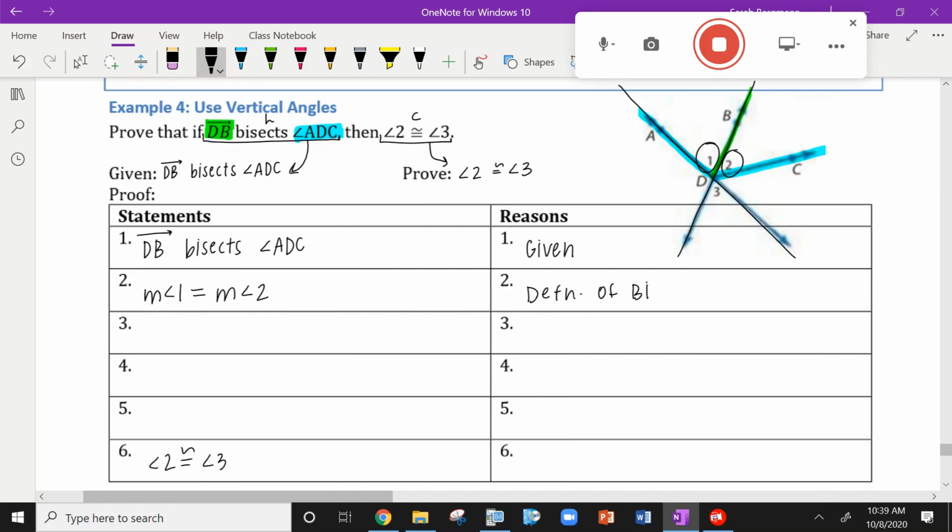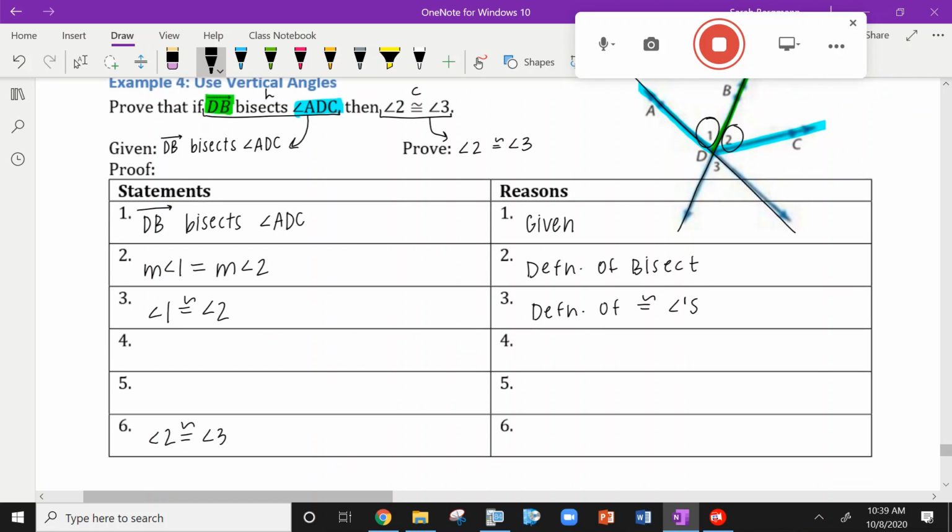My final answer, though, is all about having congruent angles. So I'm going to go ahead and switch this to say angle 1 is congruent to angle 2. So now I have congruent and angle 2 so far. I know that I'm allowed to do that by the definition of congruent angles, because any angles that have the same measure are known to be congruent. So I know angle 1 and angle 2 are congruent so far.